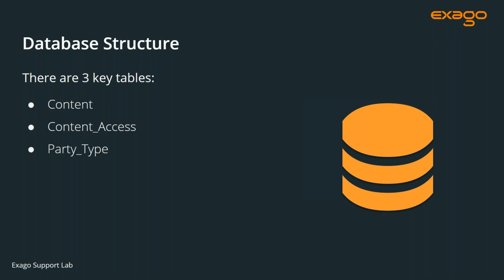And then party type. So being that different implementations of Exago are going to have different types of users, different levels of users, the party types aren't statically defined in Exago. They're going to be drawn from a database so that they can be structured to match your particular permissioning and needs. And that's it. We're just going to have those 3 tables here.